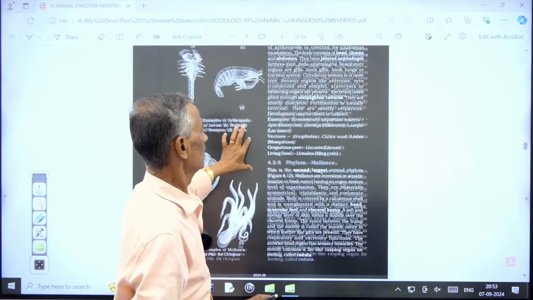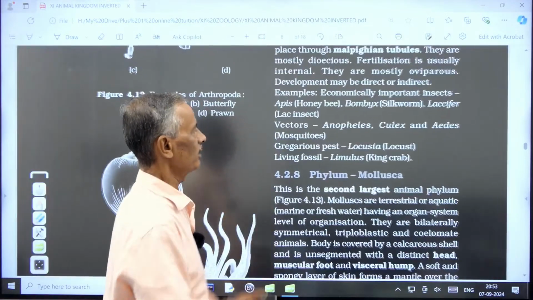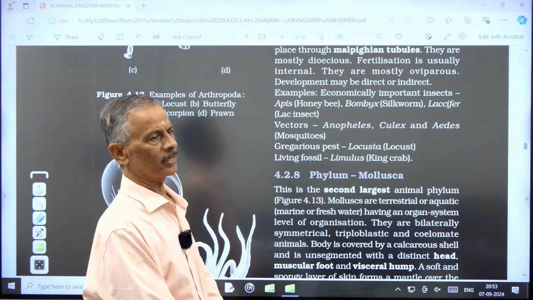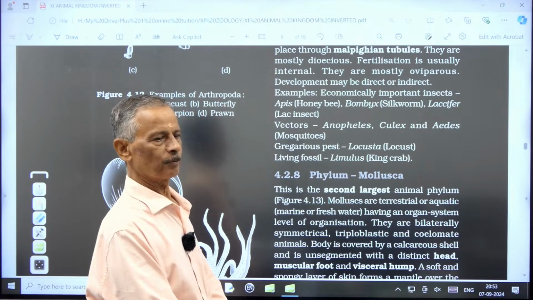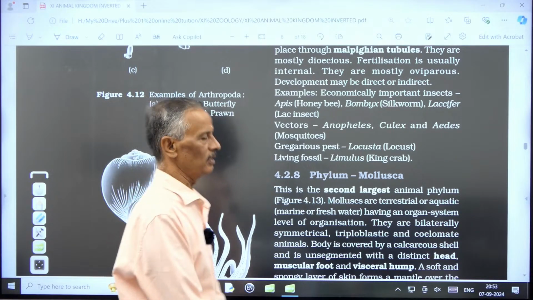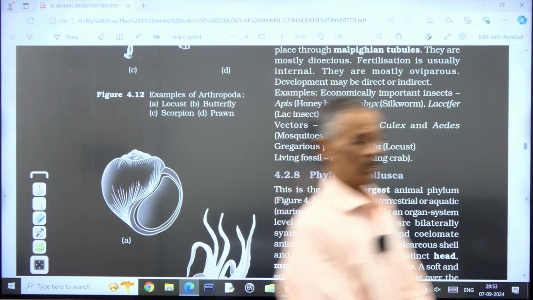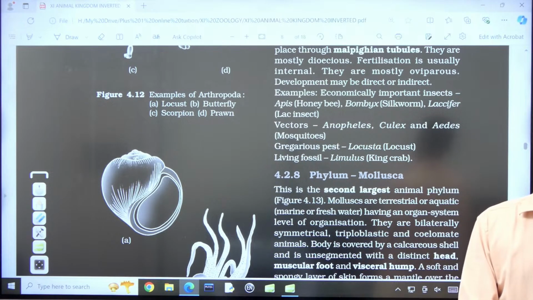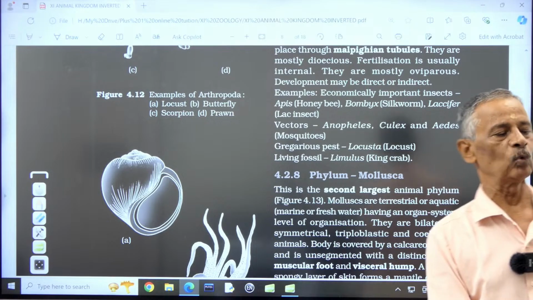Limulus. Limulus is a king crab, commonly called king crab. Although the name is king crab, it is neither a king nor a crab. It is a living fossil. What is a living fossil? An organism which has undergone no change since its evolution.